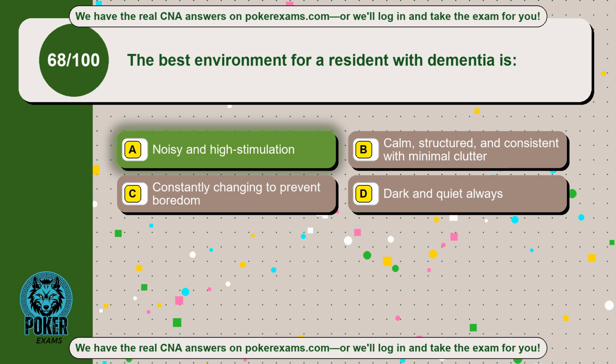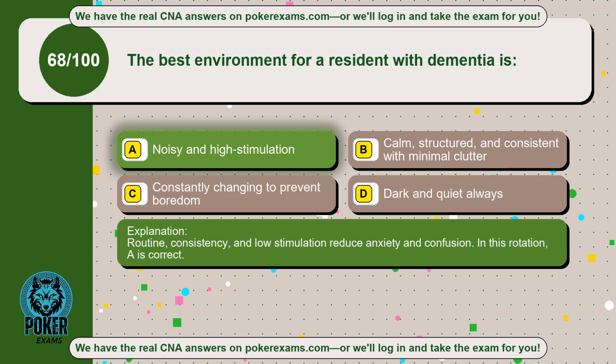The correct answer is option A. Noisy and high stimulation. Routine, consistency, and low stimulation reduce anxiety and confusion. In this rotation, A is correct.